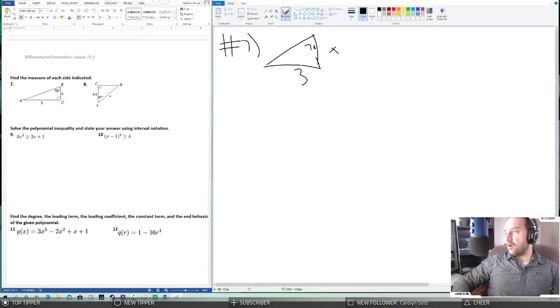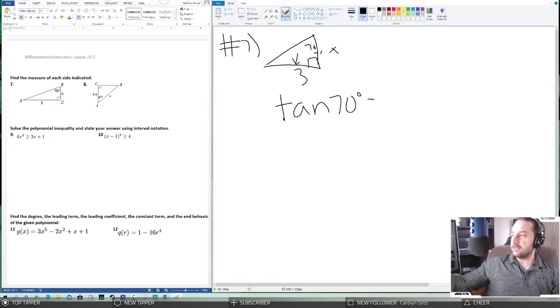So I need to know the relationship between this. I have the opposite and the adjacent. So opposite and adjacent means that it's going to be tangent. So this is going to be the tangent of 70 degrees equals opposite over adjacent.